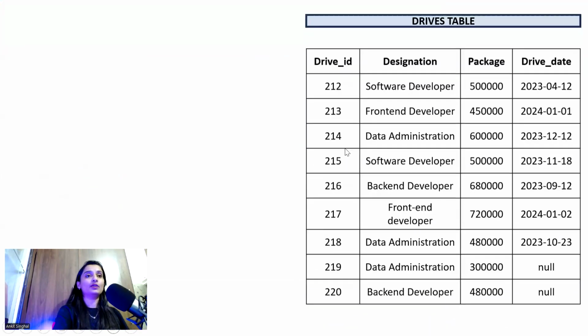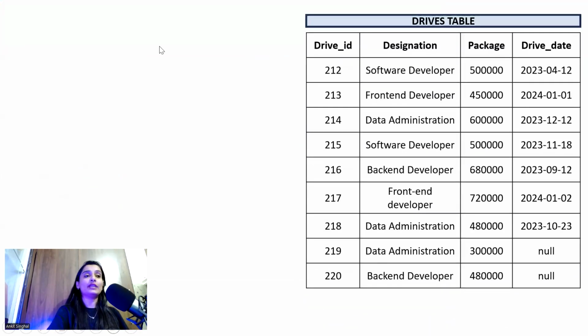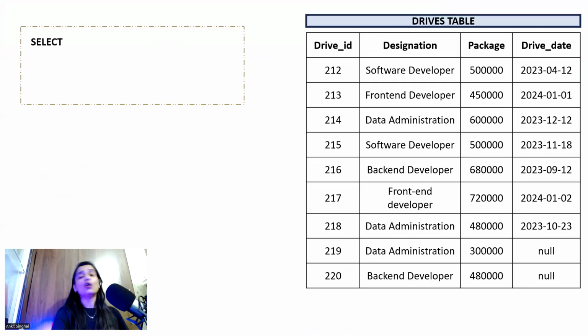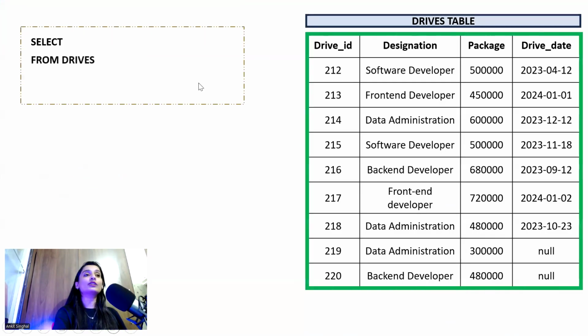I'll take the video here. This is the drives table, in which you have a drive ID, designation, the package and drive date. Okay, so see how your logical OR operator works. I'm telling select, okay, what columns to select we will decide later, from which table? From the drives table.